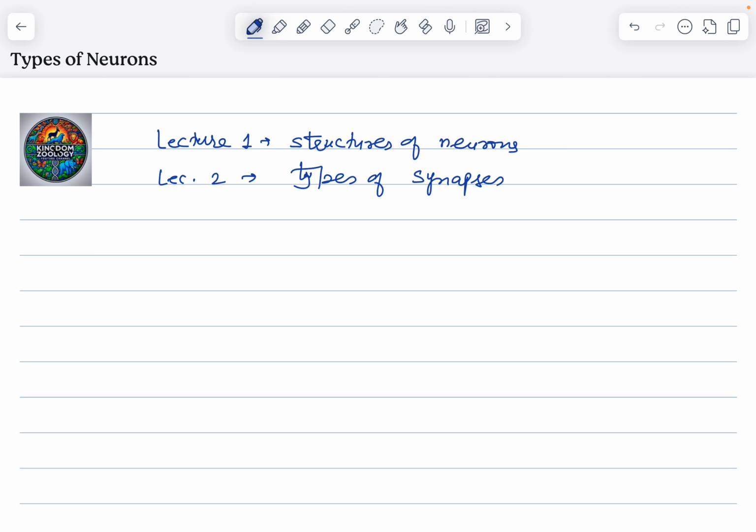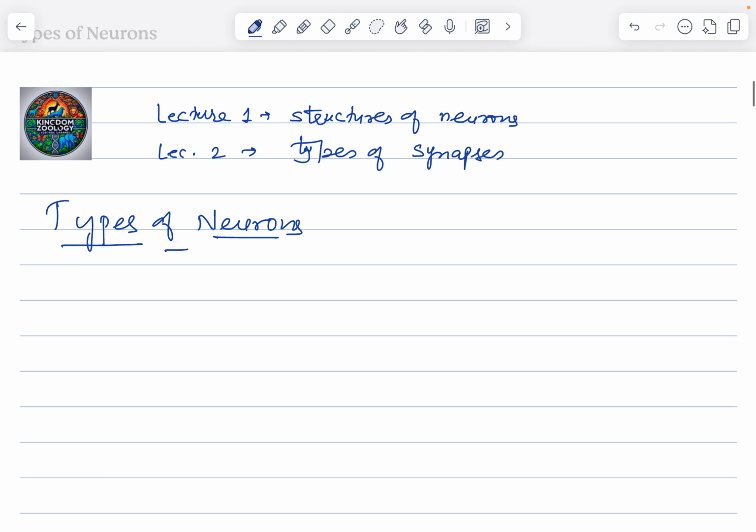Now this is our lecture 3 of the nervous system, and our agenda today would be understanding various types of neurons. Types of neurons, in the sense there are various bases of classifying the neurons. Some of them will be structural basis, some will be functional basis. That means you can divide the neurons into different categories or different types on the basis of their structures as well as on the basis of their functions.